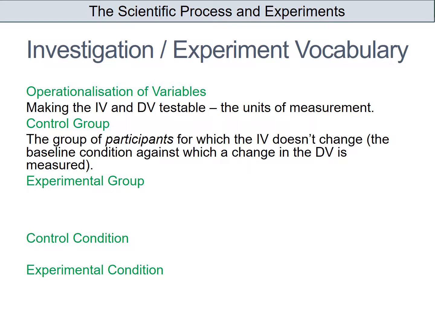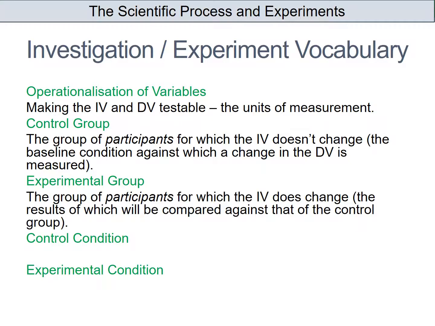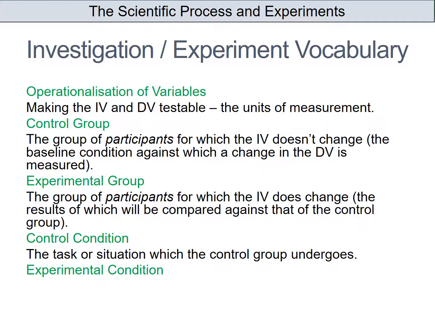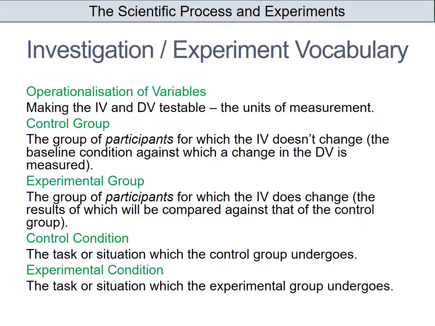The control group, this is the group of participants for which the IV isn't going to change. They're the baseline condition. And the experimental group is the group of participants for which the independent variable does change. So you're going to compare the results of one group against the results of the other group to see whether there's been a change in the dependent variable. The control condition is the task or the situation which the control group undergoes, and the experimental condition is the task or situation which the experimental group undergoes.